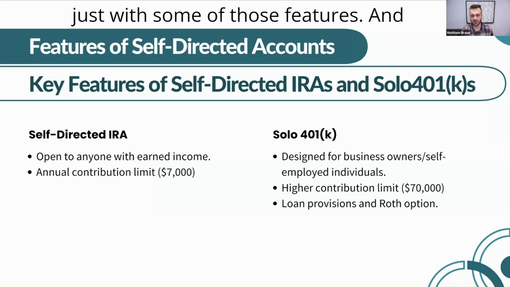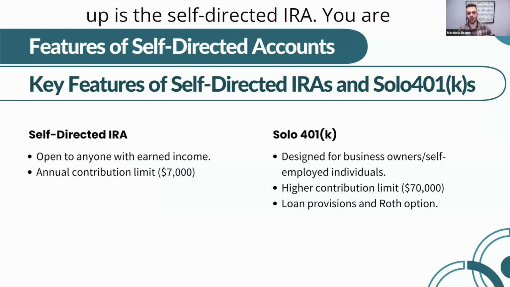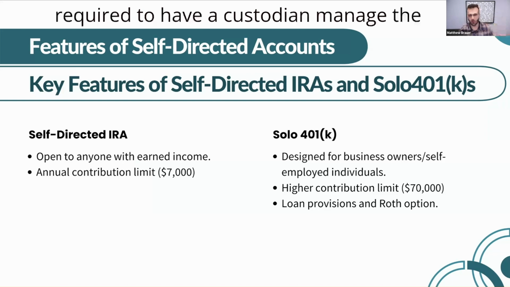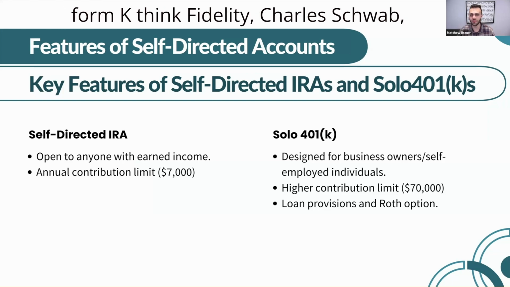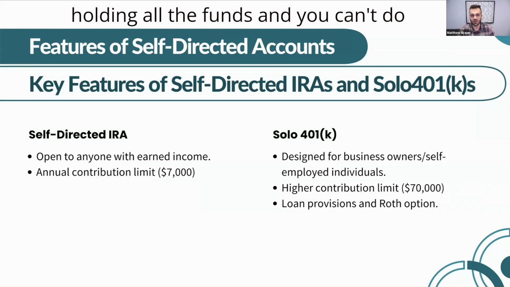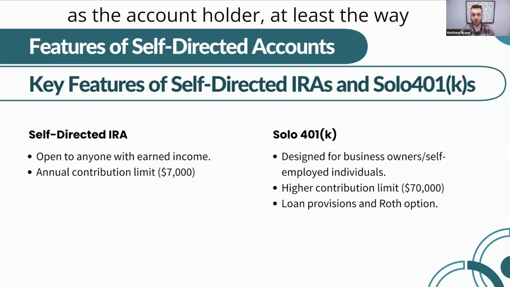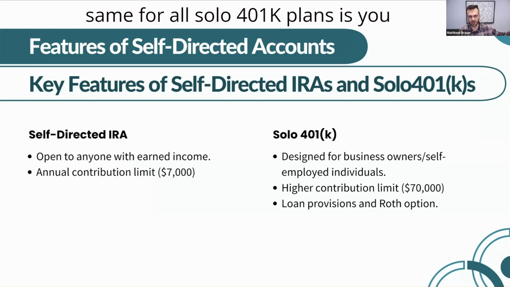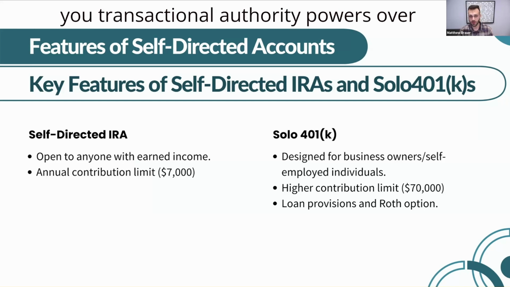And then the last thing, which is probably the biggest highlight that Deb brought up: with the self-directed IRA, you are required to have a custodian manage the account. When I say custodian, just think of anybody that has a normal IRA or 401k. Think Fidelity, Charles Schwab. They're your middleman. They're holding all the funds, and you can't do anything unless you go through them. On the solo 401k side, you as the account holder, at least the way that we structure these, and this is the same for all solo 401k plans, become the trustee of the account, giving you transactional authority, powers over the plan.